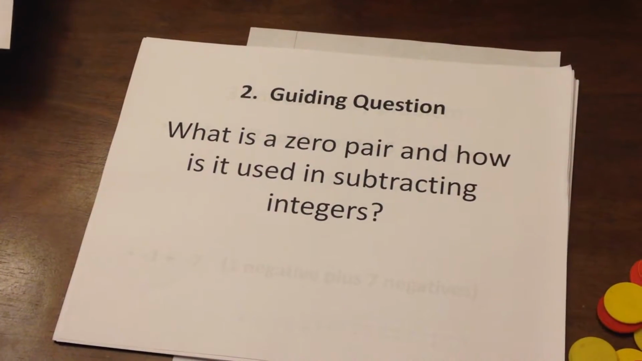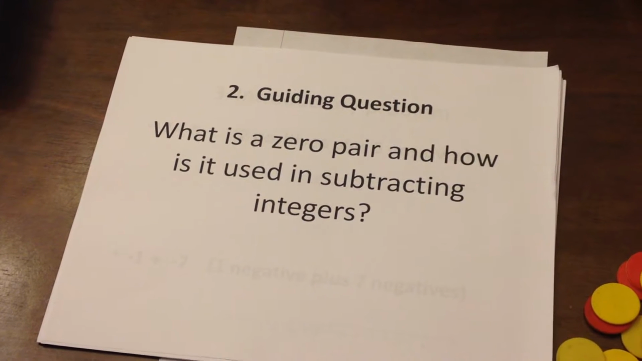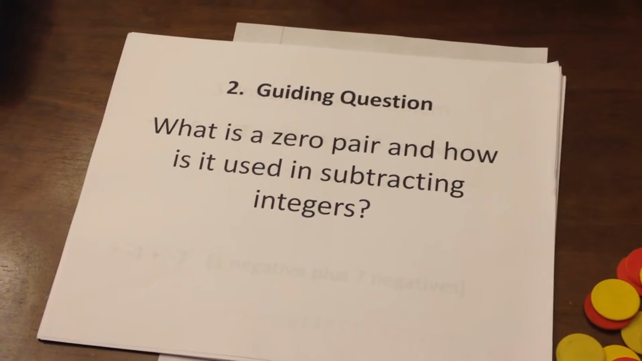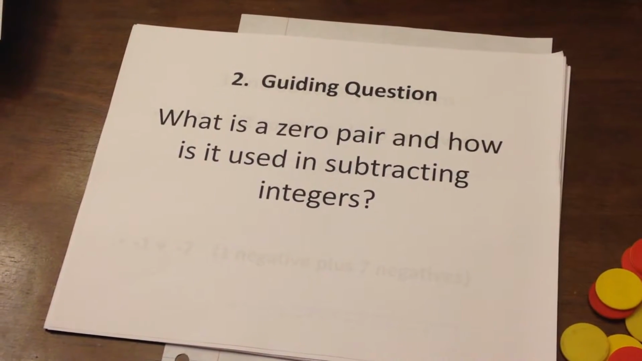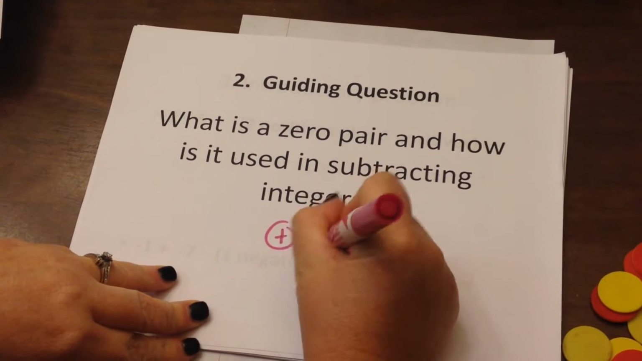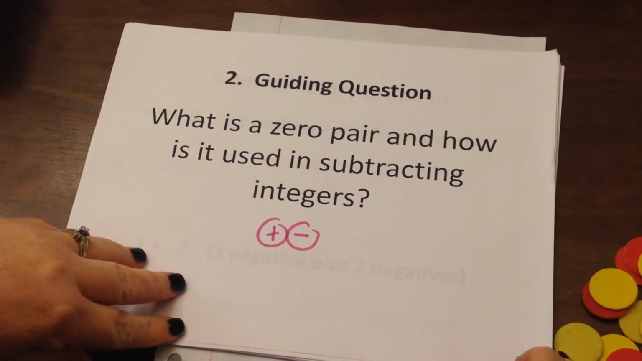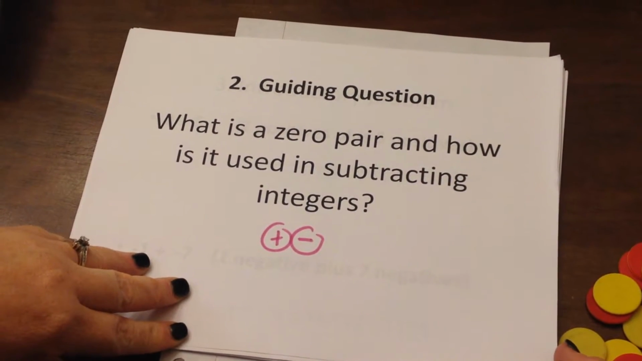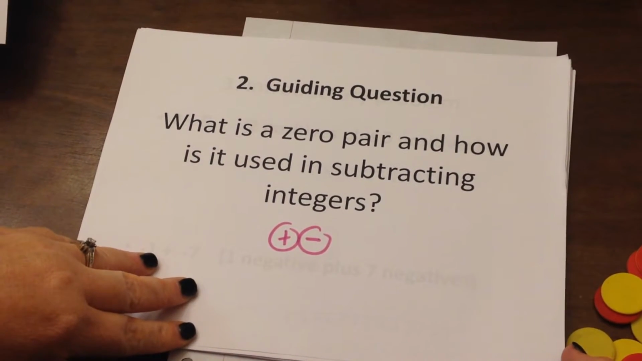Okay, your guiding question says, what is a zero pair and how is it used in subtracting integers? It's a little bit different than when we use them in adding. Remember, a zero pair was when you have a positive and a negative integer together and they had a value of 0. Don't forget to skip 3 lines and come back to this at the very end of your video to answer this.